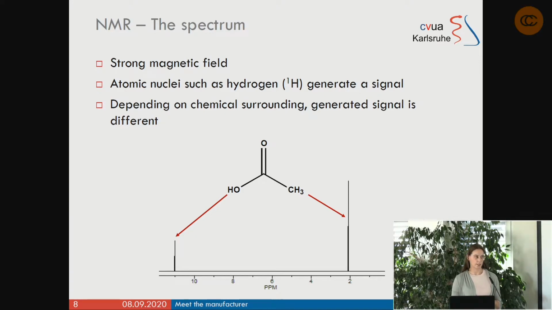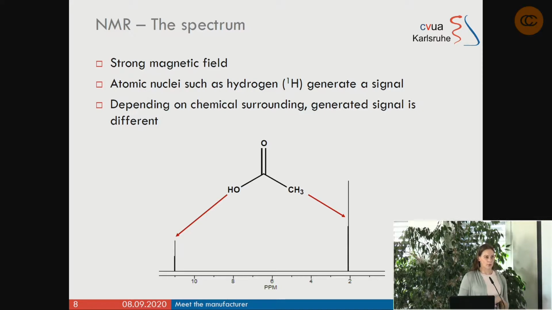NMR is an analytic technique which uses a strong magnetic field to investigate qualitative and quantitative parameters. These can be the identification of a structure or the determination of quantities. Using a strong magnetic field, individual atomic nuclei, such as hydrogen, generate a signal. This signal depends on the direct chemical surrounding of the hydrogen nucleus in a molecule. The NMR measurement with the detection of all signals results in an NMR spectrum, which is shown here.